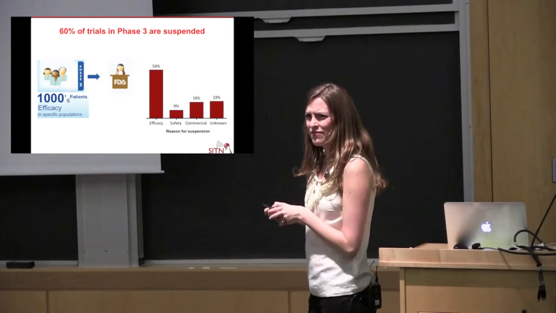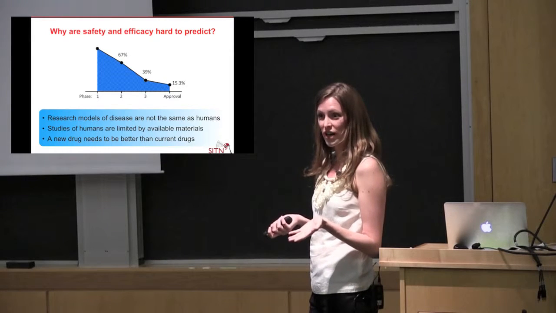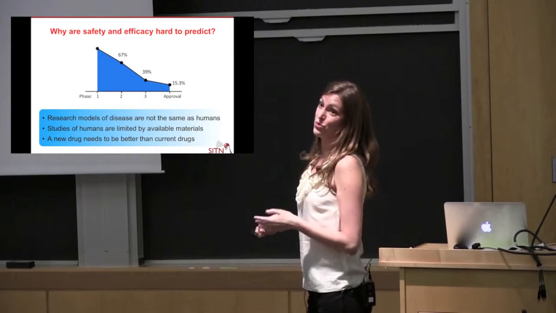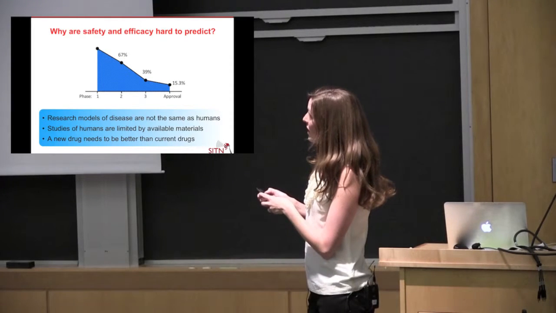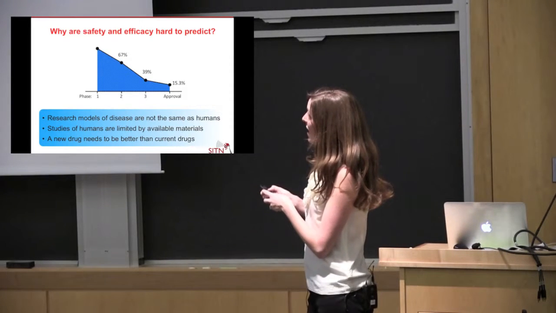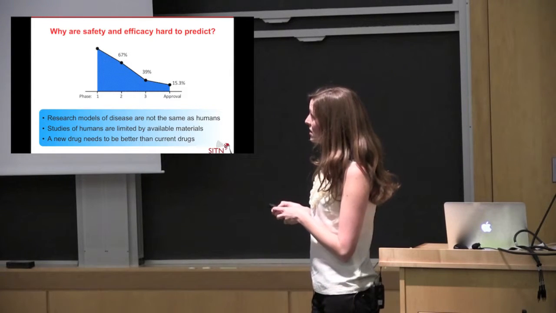So why are there so many failures? Why is it that safety and efficacy are so hard to predict in clinical trials, even when a drug made it through that preclinical testing? Why is it that when we start with, say, 100 drugs that go into trials, we keep losing more and more so that at the end, only around 15% make it through? Well, the primary reasons are listed here.